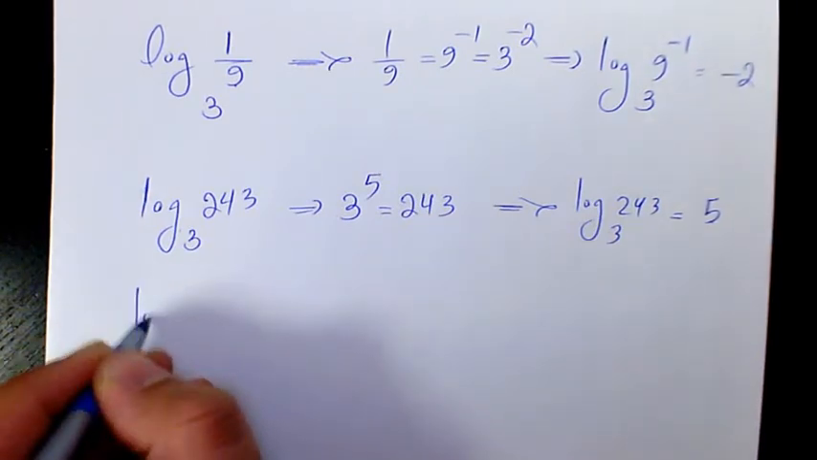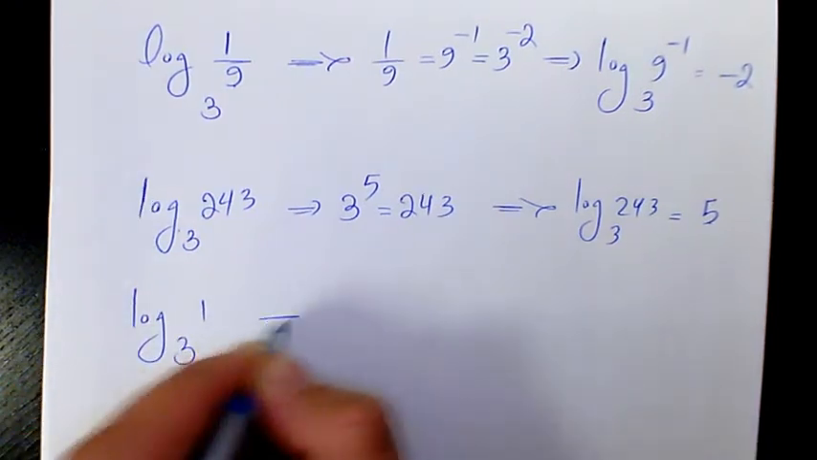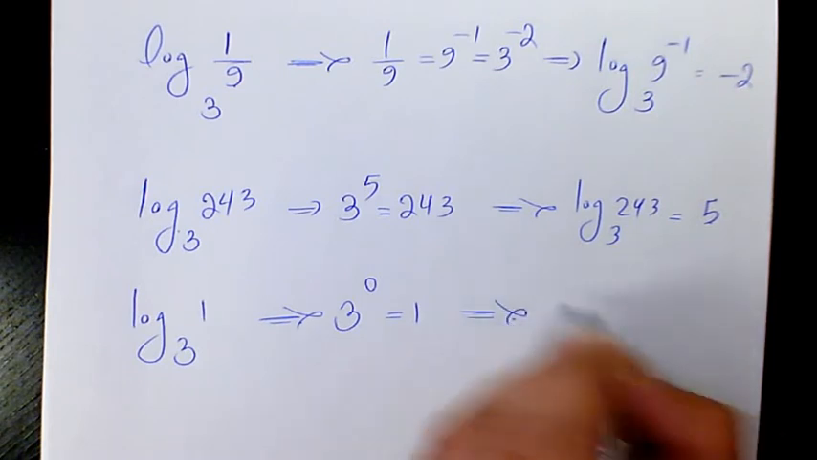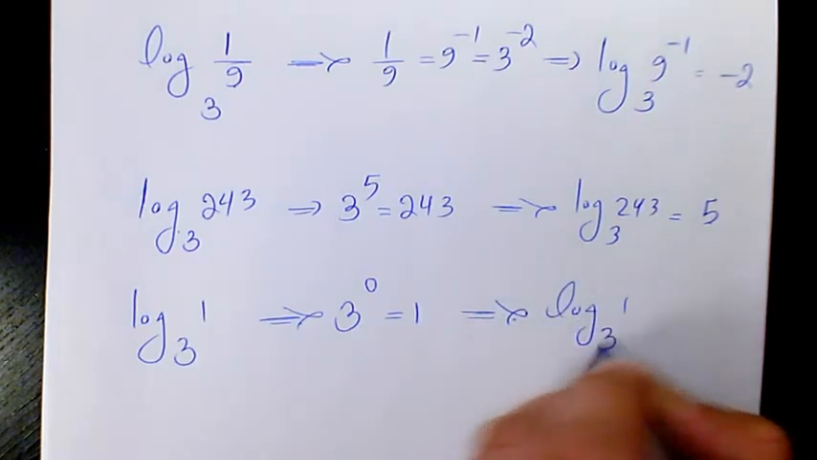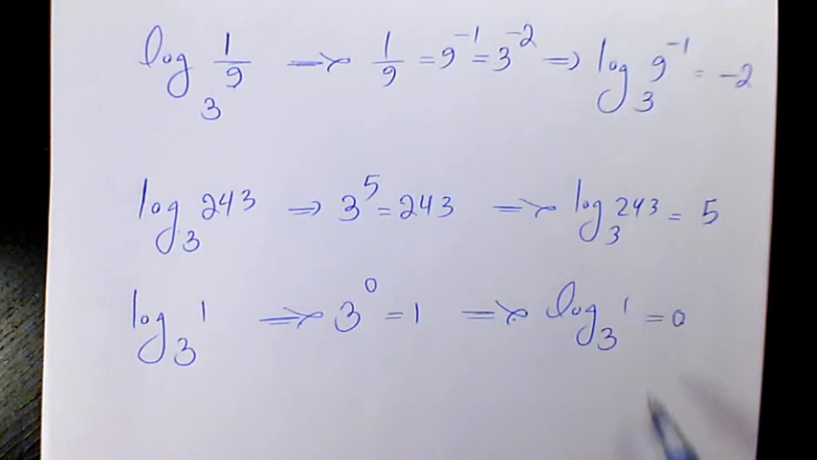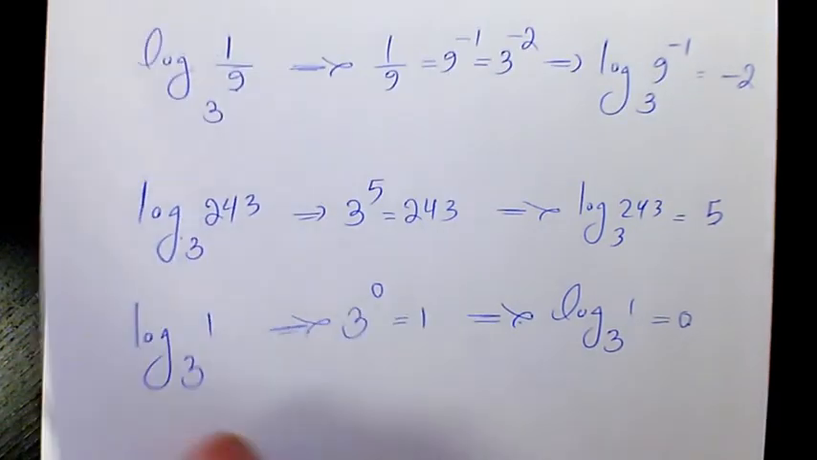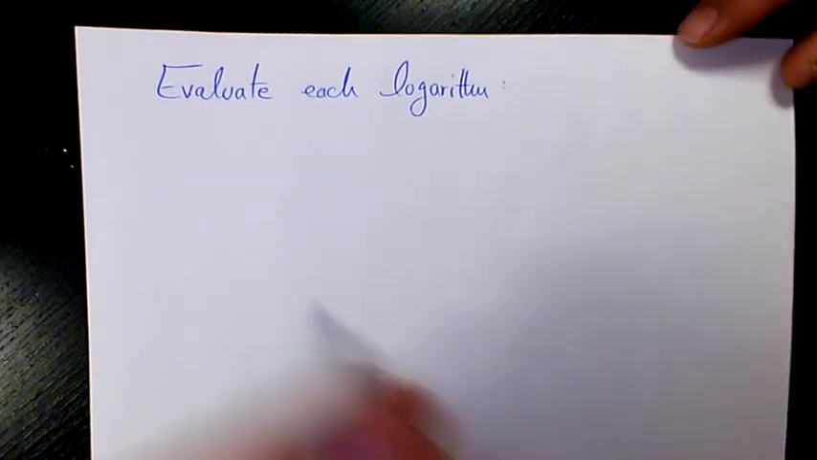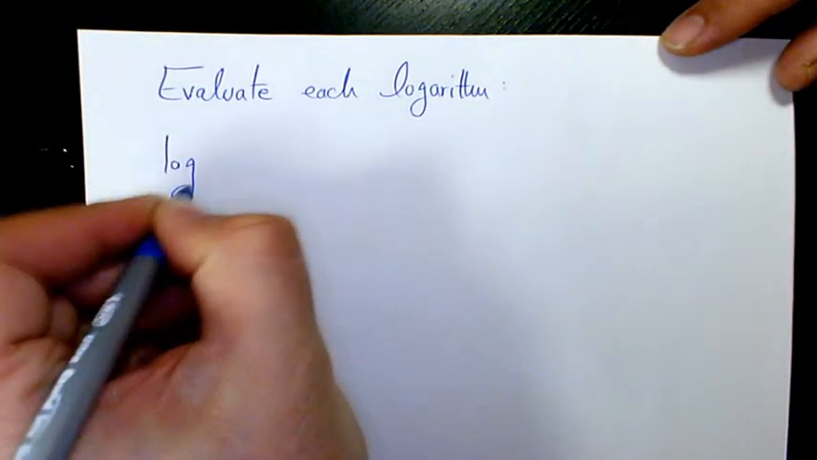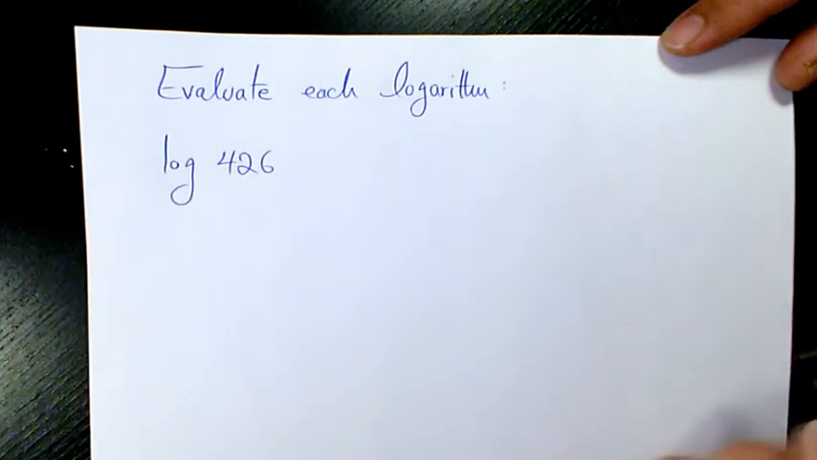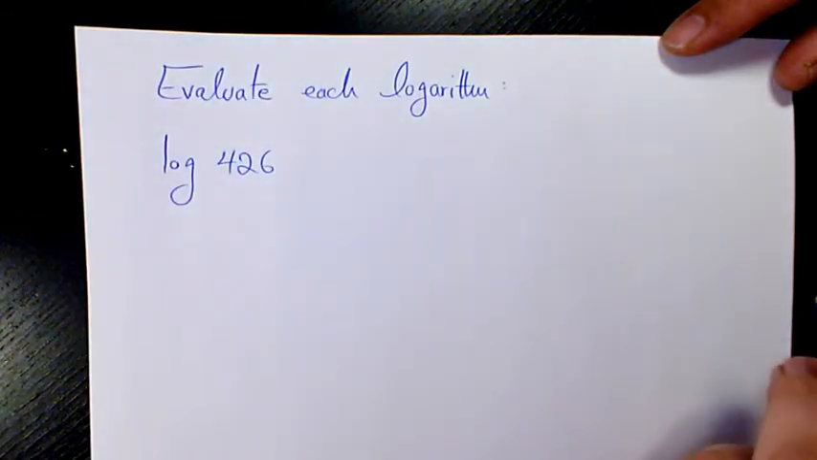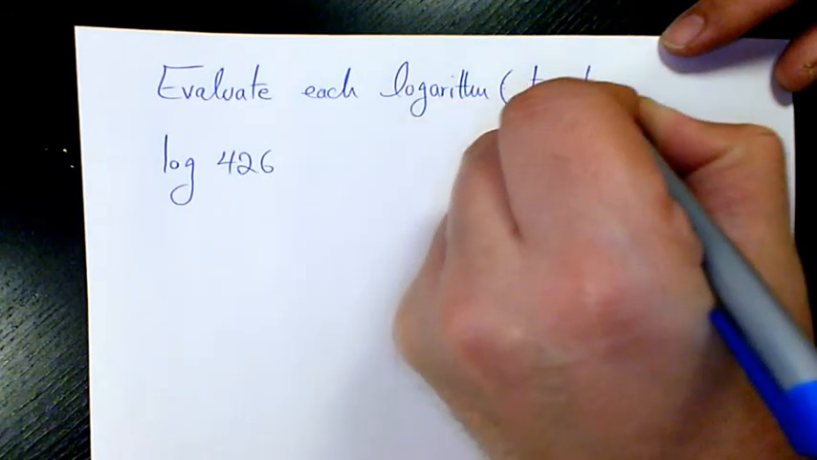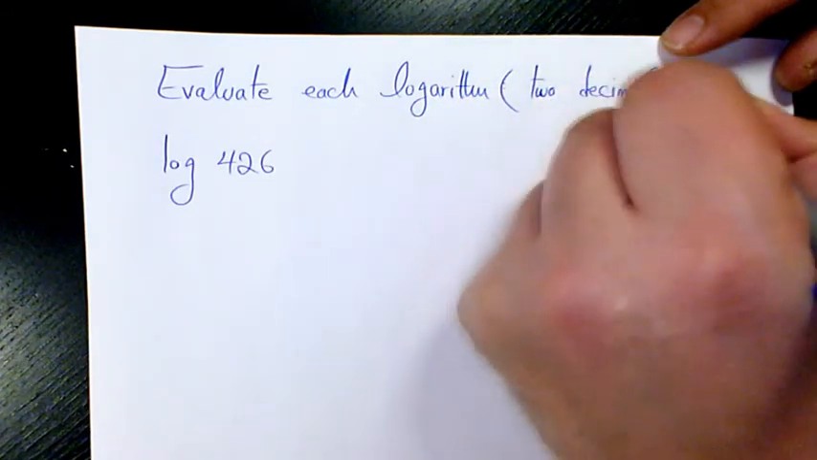Next one, log 1 base 3. 3 to the power of 0 is going to be 1. And we already know log of 1 base any number is going to be 0. Next example, evaluate each logarithm. Log 426. Evaluate each logarithm and write it to 2 decimal places.